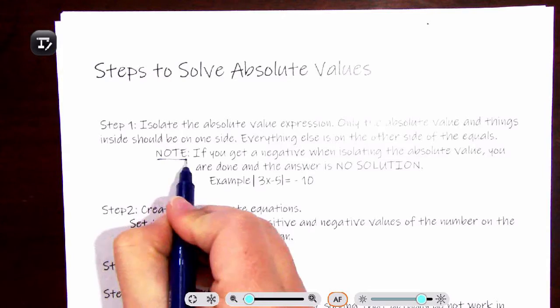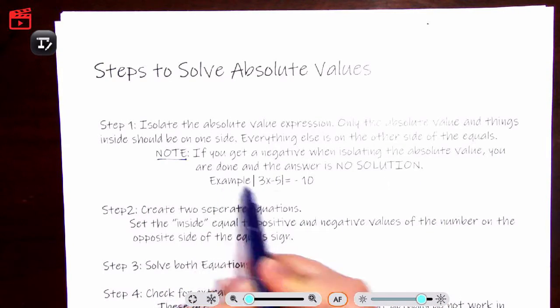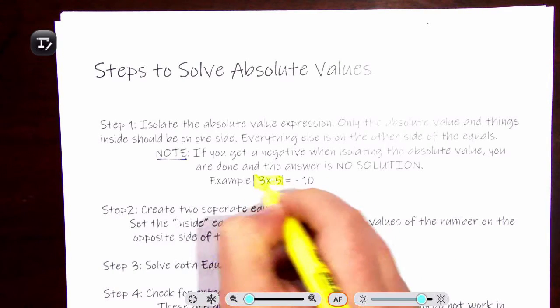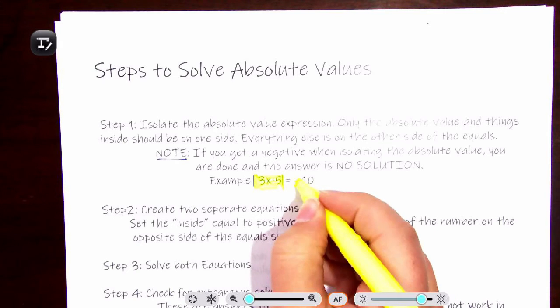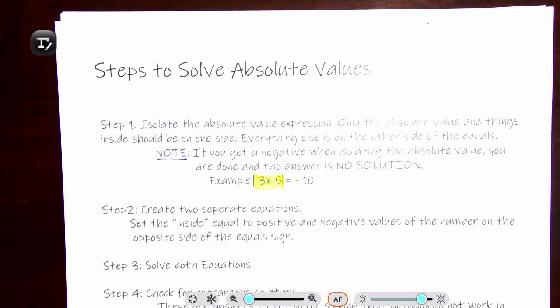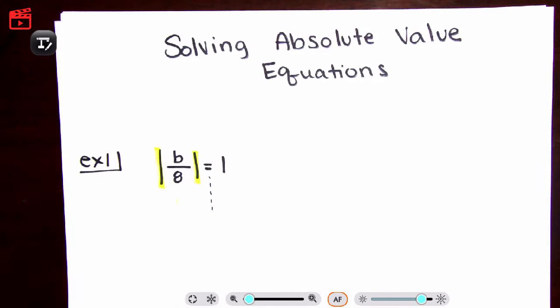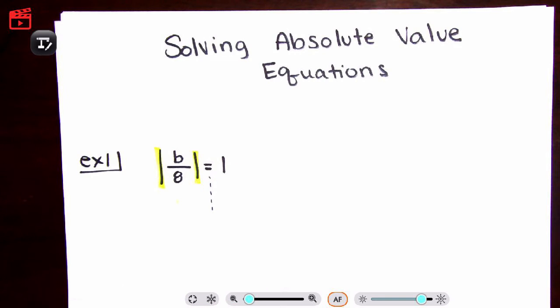We want to make sure to identify our note. If you get a negative when isolating the absolute value, you are done. Meaning, if the absolute value alone, without anything to the right or to the left of it, is equal to a negative number, then you are done and the answer is no solution. In this case, this absolute value is not equal to a negative number, so we can continue.